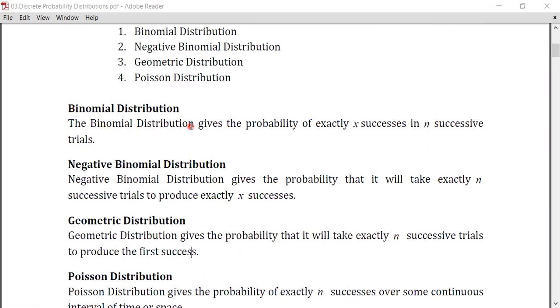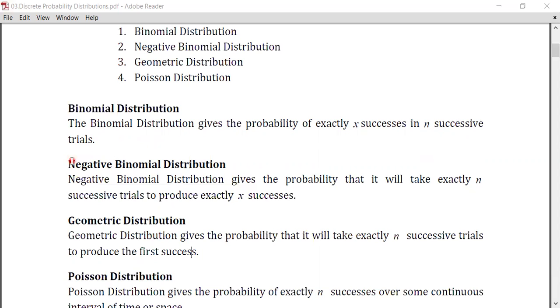The binomial distribution gives the probability of exactly x successes in n successive trials. Therefore, if you have n successive trials, you can count how many successes there were. The successes are denoted by the notation x.